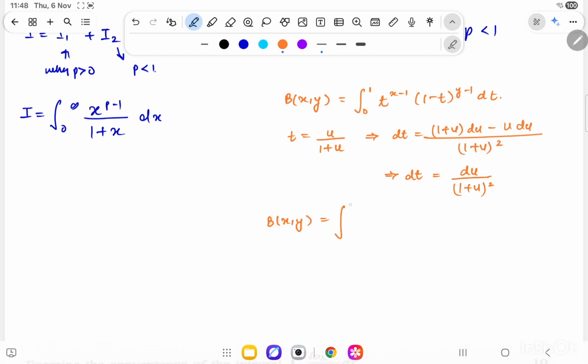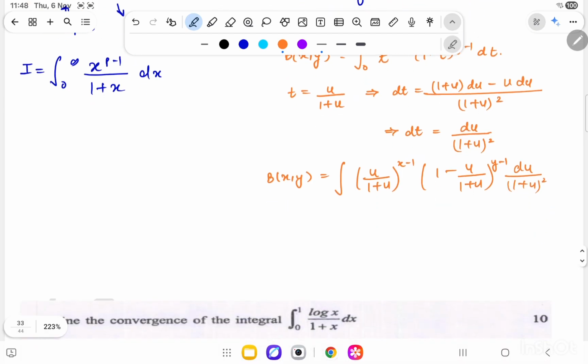So the above integration, that is beta(x, y), changes to, we'll check the limits later, first let's just see what will be the integrand. It will be (u divided by 1 plus u) raised to x minus 1 times (1 minus u by 1 plus u) raised to y minus 1, and dt is du divided by (1 plus u) squared, which is equal to the integration of u raised to x minus 1, this will be 1 plus u minus u, that is 1 in the numerator, and in the denominator we will be left with (1 plus u) raised to (x minus 1) plus (y minus 1) plus 2, that is x plus y, du. Now let's check the limit.